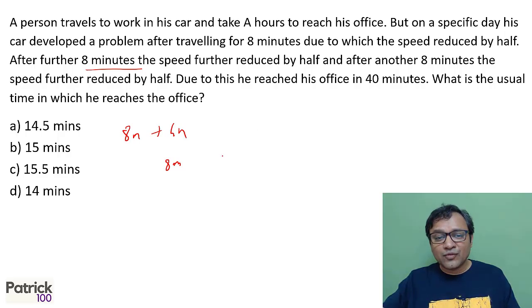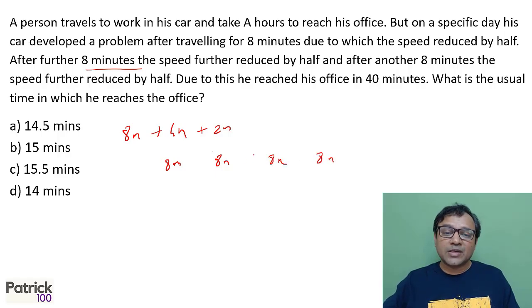Again, his speed reduced further by half, that means 1/4 of the normal speed, so he will take 4 times the normal time. Earlier he was taking double the time, now 4 times the time. So the normal time will be 2 minutes. We have 8 plus 8 plus 8 plus 8, 40 minutes. And the normal time will become 8 plus 4 plus 2 plus 1 plus 0.5 minutes. This becomes 15.5 minutes. That's the answer.